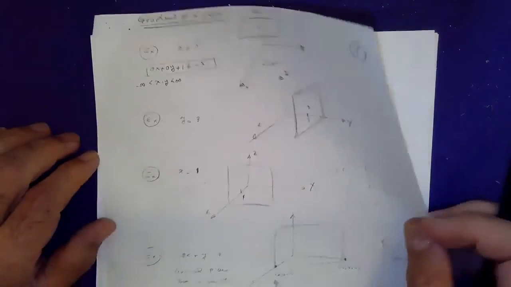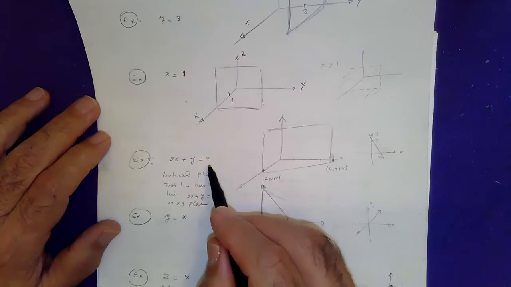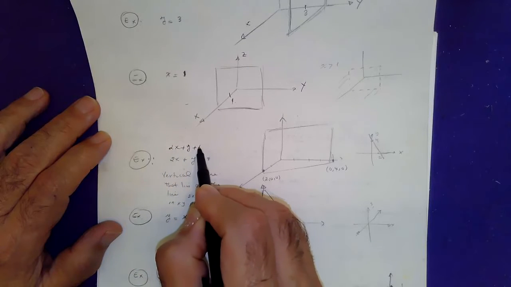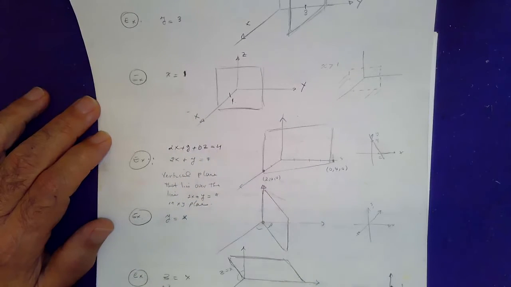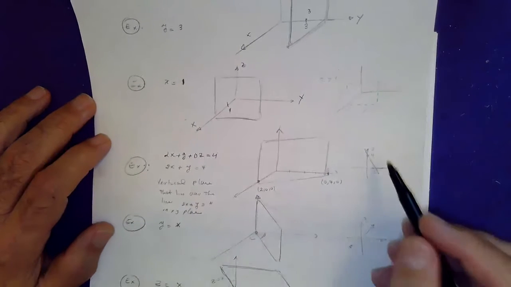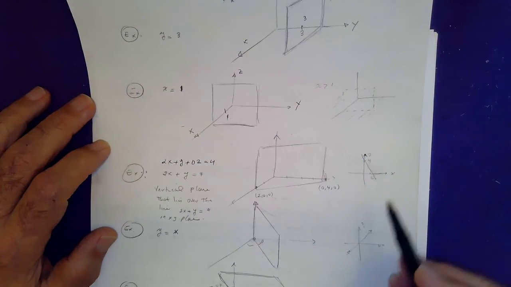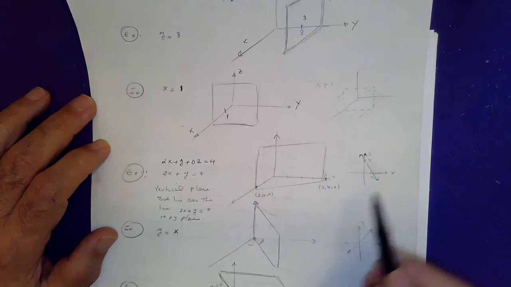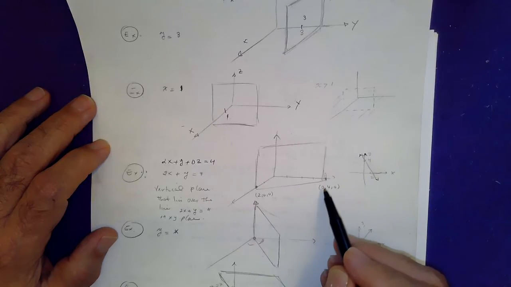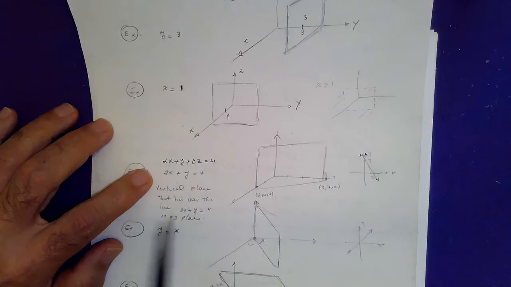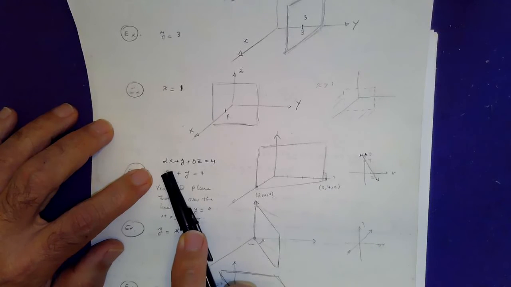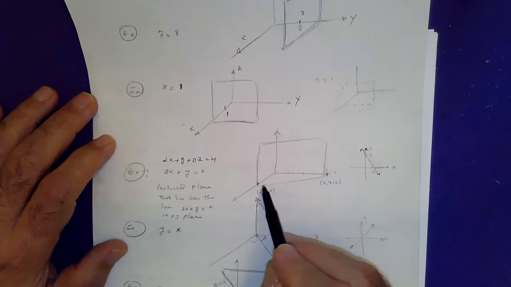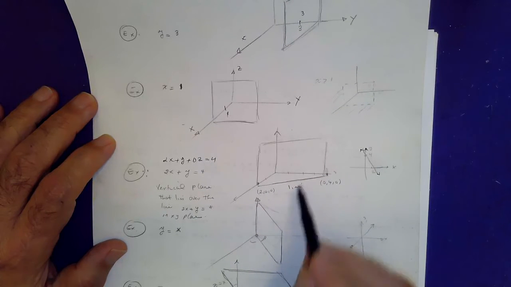2x plus y is equal to 4. Remember, this is the same as 2x plus y plus 0z is equal to 4. So the way you do this, on the xy plane, that means on the floor, the graph is a line which hits the x-axis at 2 and the y-axis at 4. How do you know that? Set x equal to 0, y is 4. Now set y equal to 0, x is 2. So this is the graph on the floor, which happens to be a line.